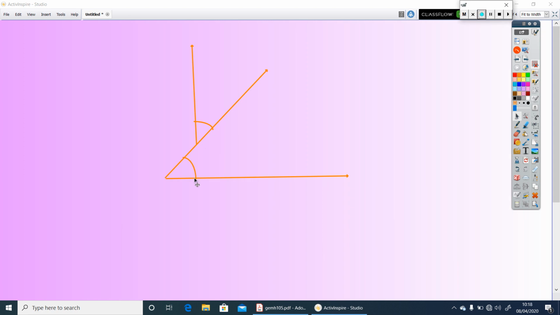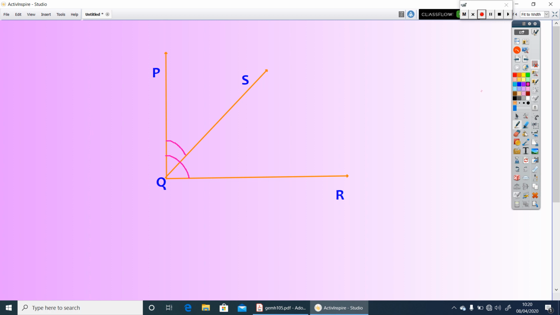Will these two angles form adjacent angles? No. What is the reason? They don't have a common vertex. Will angle PQR and angle PQS form adjacent angles?